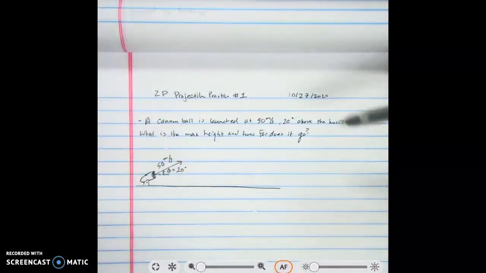So today we're going to go through this example question. A cannonball is launched at 50 meters per second, 20 degrees above the horizontal. What is the max height? How far does it go?